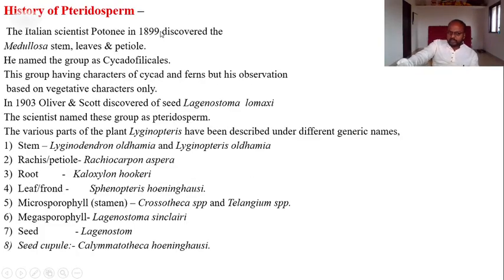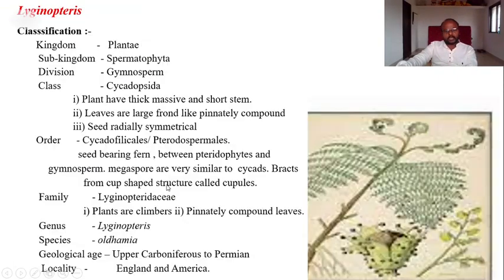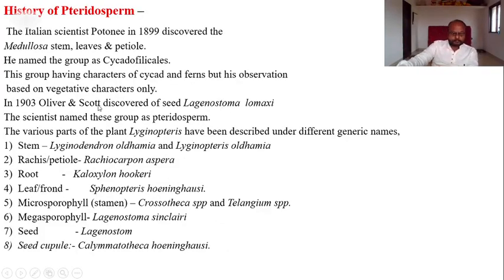Here is the discovery of the plant, or history of the pteridosperm plant. This Lyginopteris group was first studied by the Italian scientist Potonie in 1899. He discovered the medulla, stem, leaves and petiole of this pteridosperm group. He named this group Cycadofilicales. So the name Cycadofilicales was given by Potonie.